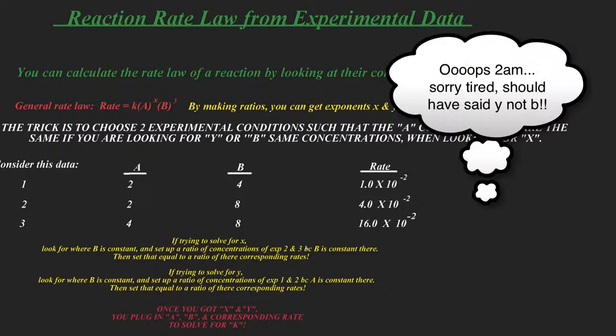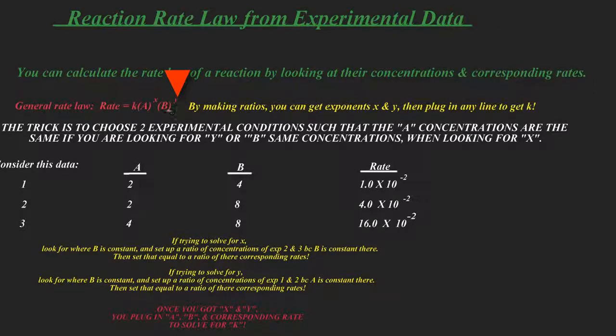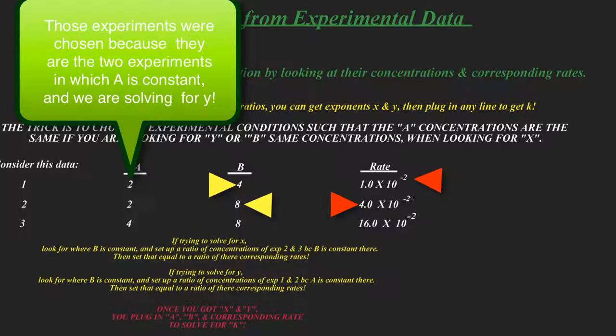By the same logic, you can find out what y is by looking at where A is constant and doing ratios from there. A is constant in experiments 1 and 2, so you would do 8 over 4 all raised to the y equals 4 times 10 to the negative 2 over 1 times 10 to the negative 2. And then we could figure out what x and y are.